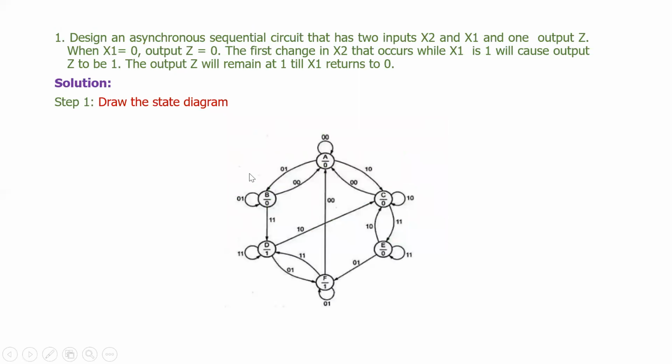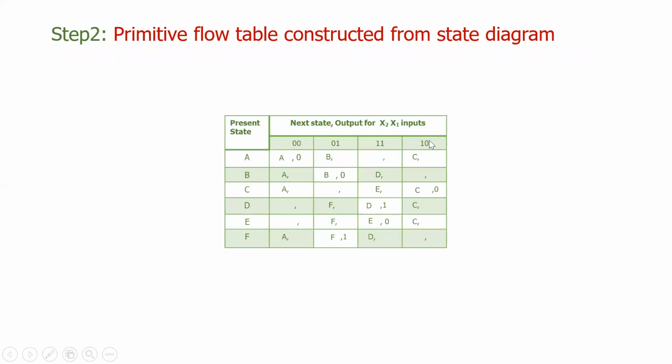Now let us consider the B state. When you are giving 0, 0, it goes to A state. When you are giving 0, 1, it goes to B state. B is the stable state, so we have to write the corresponding output. Then when you are giving 1, 1, it goes to D state. So D is unstable state, so we have to write as don't care. Then this combination is not possible, so don't care becomes right.